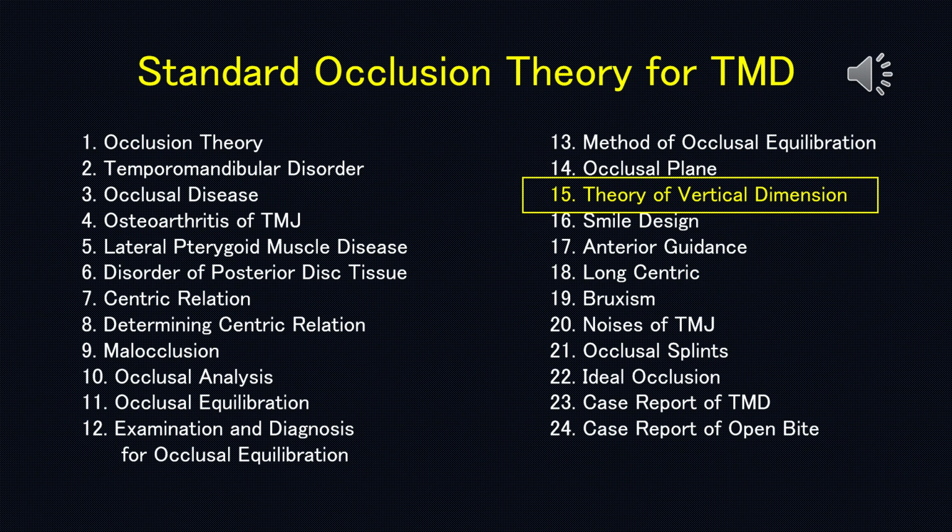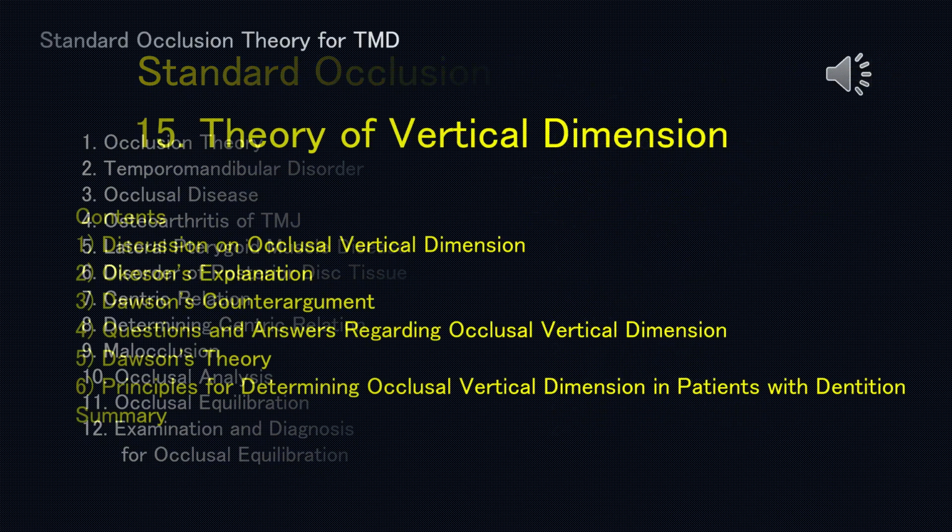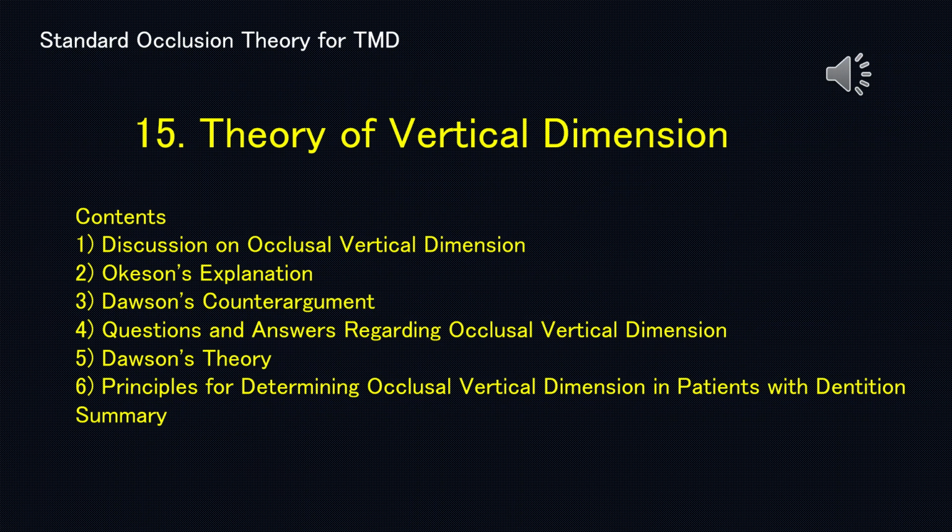This theme covers the occlusion theory essential for treating temporomandibular joint disorders, organized into the following 24 topics. This time, I will explain the 15th topic. Theory of vertical dimension.